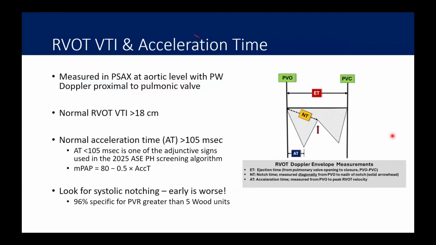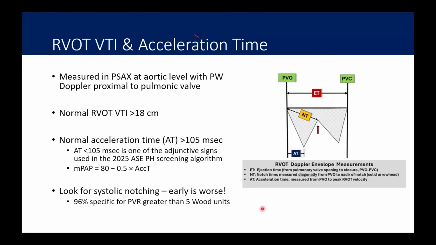And so far, every parameter that we've discussed has measured the RV in isolation, but the RVOT Doppler signal is unique because it's the one measurement that actually gives you insight into what's happening in the pulmonary vasculature itself. And so the RVOT VTI is obtained from the parasternal short axis at the aortic level. And you have your pulse wave Doppler sample just proximal to the pulmonic valve, okay? And so the acceleration time is measured from the onset here to its peak velocity.